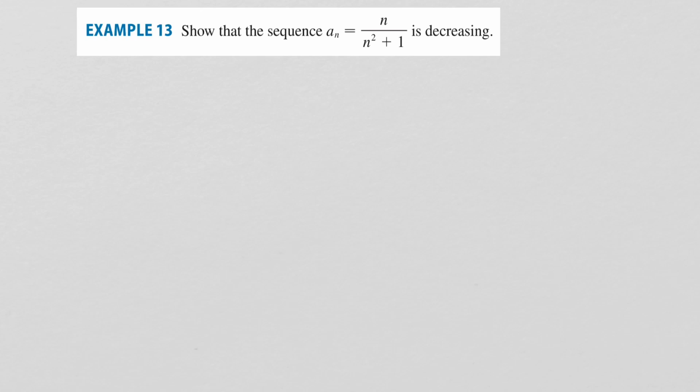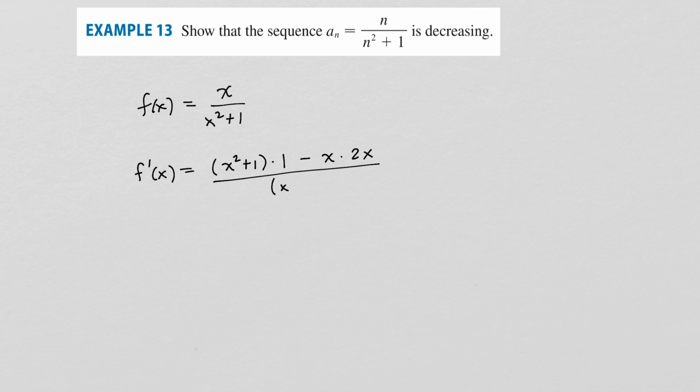So one more time here, let's show that the sequence an here is decreasing. To do this, I'm going to define a function f of x to be x divided by x squared plus 1. Let's take the derivative of that function. The derivative is the bottom function multiplied by the derivative of the top minus the top function multiplied by the derivative of the bottom, divided by the bottom function squared. This is x squared plus 1 minus 2x squared, divided by x squared plus 1 squared. And this is 1 minus x squared divided by x squared plus 1 squared.